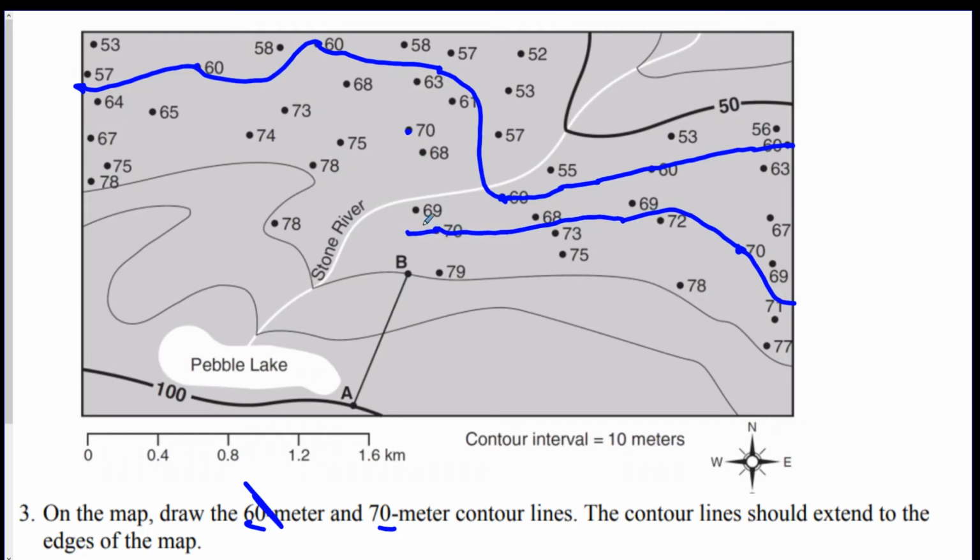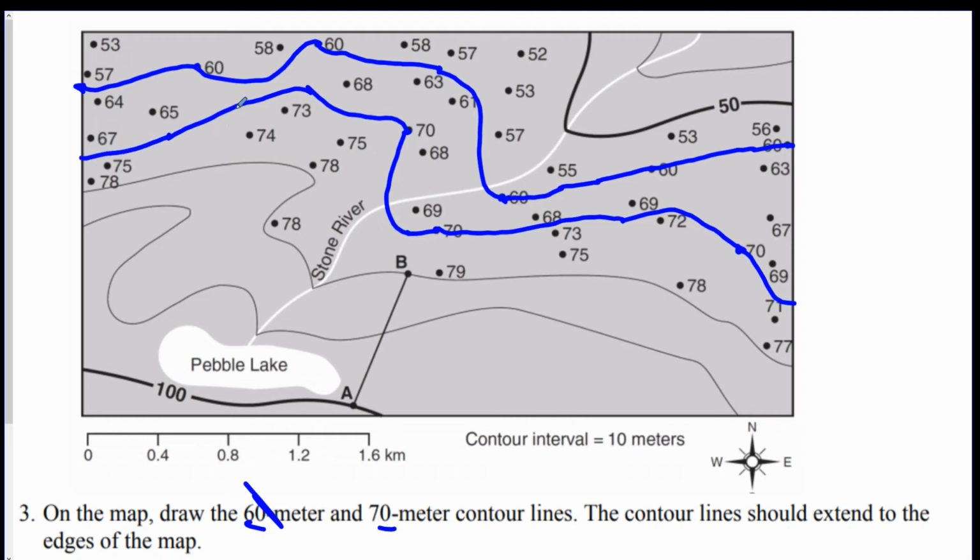70 is between 69 and 79, and then I have to go up this way because 70 is in between 75 and 68. And then I'm going to go between 68 and 75, between 68 and 73, go underneath here, go between 65 and 74, and then between 67 and 75.